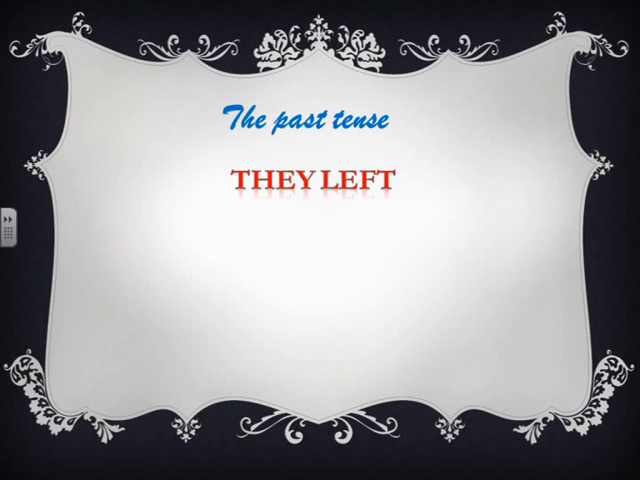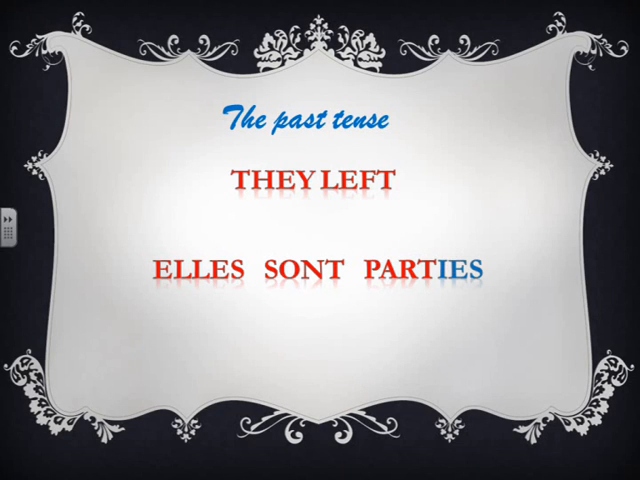Let's have a look at another one. They left. We're going to have to decide if the they are boys or girls. So to leave is partir. Same again, we get rid of the infinitive. We are going to decide that the they are girls, so it's elles. Then with elles, the être auxiliary is sont. And we add an I, an E, and an S because it's feminine, plural. Parti being part of Dr. and Mrs. van der Tramp.